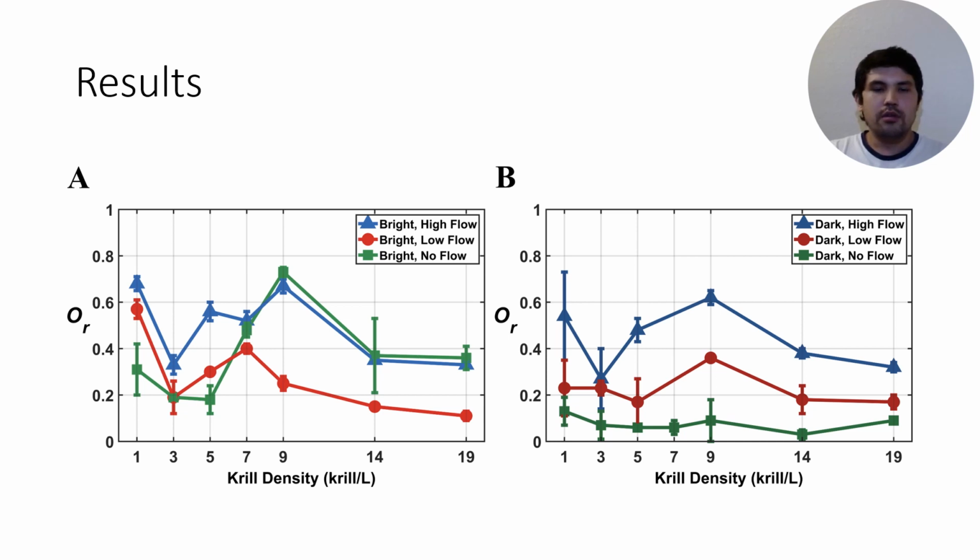What distinguishes between A and B is that in the no flow case, shown with a green curve, we see that at dark light there's no schooling at all densities. But they can school at bright light in the no flow case, as shown with plot A, for example, at 9 krill per liter density. So this tells us that Antarctic krill may not initiate schooling in complete darkness, which means they rely on their visual cues, visual senses, to form into a school.